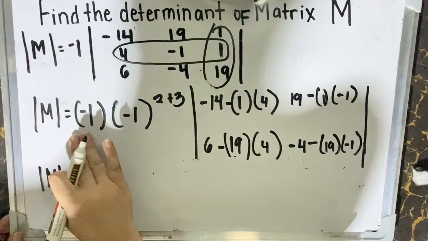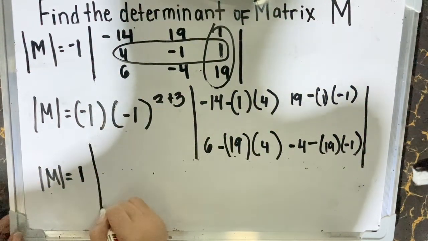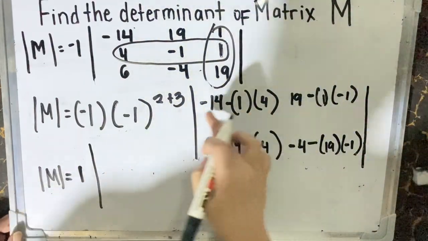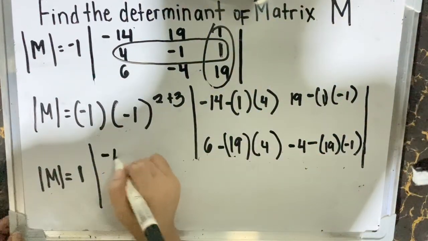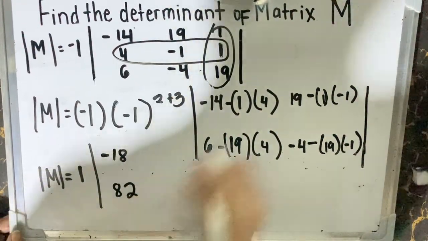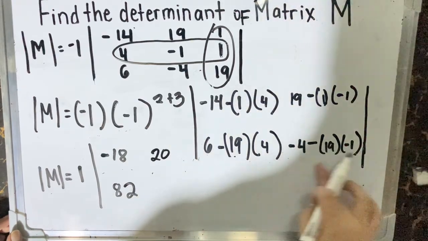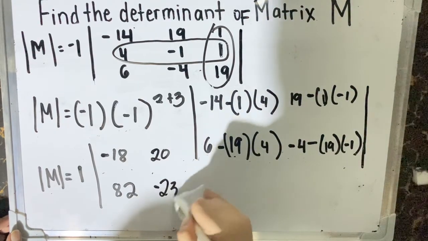This will become negative 1 multiplied by negative 1 raised to 5 is positive 1. And then, isolve natin itong mga remaining elements na to. This will become negative 18. And this will be equal to 82. And ito naman is 20. And this one will be negative 23.